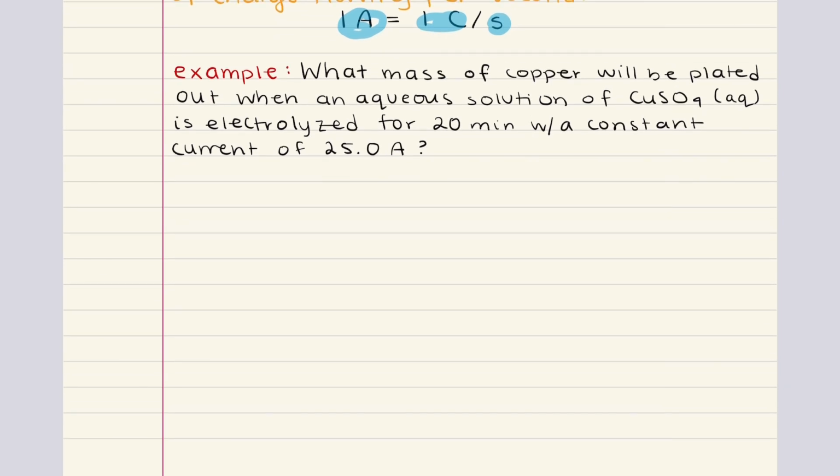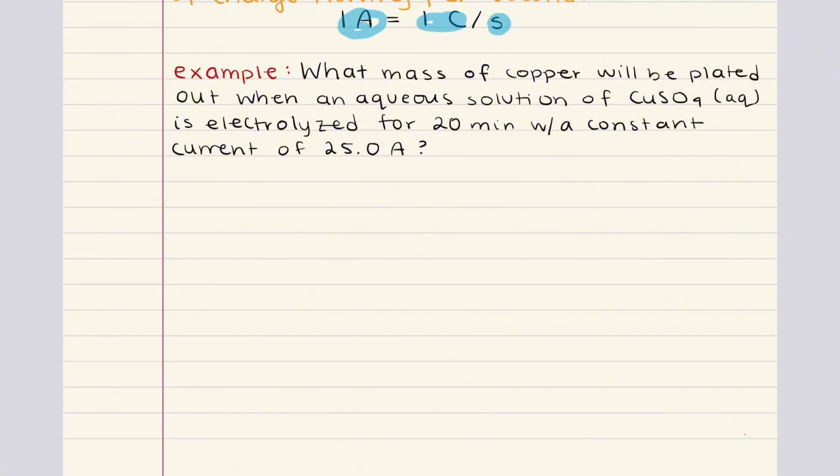This problem says, what mass of copper will be plated out when an aqueous solution of copper sulfate is electrolyzed for 20 minutes with a constant current of 25 amperes. We learned in General Chemistry 1 that chemical stoichiometry involves using mole-to-mole ratios from balanced chemical equations to determine quantities involved in chemical reactions. That means that in electrochemical stoichiometry, we must always begin with a balanced equation.